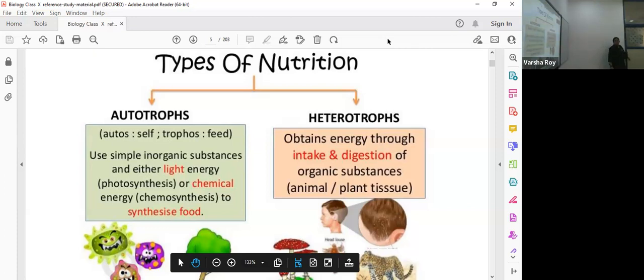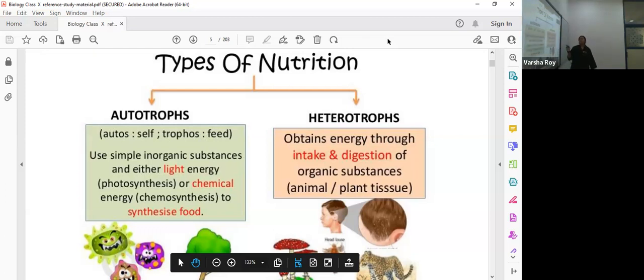They use simple inorganic substances and either light energy for photosynthesis or chemical energy, chemosynthesis, to synthesize food. So even autotrophs can be chemosynthetic as well as photosynthetic. Photo means light is necessary, and chemo means inorganic chemicals like H2S and iron are used. So there are different types of bacteria which use them for the production of energy particles.